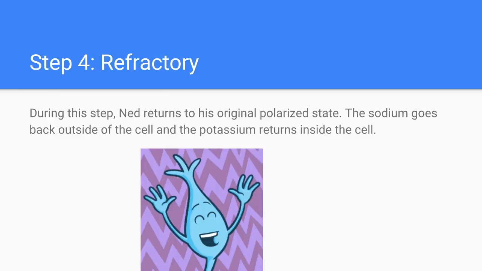And step 4 is refractory. During this step, Ned returns to his original polarized state, and the sodium goes back outside of the cell, and the potassium returns inside the cell. And that's it.